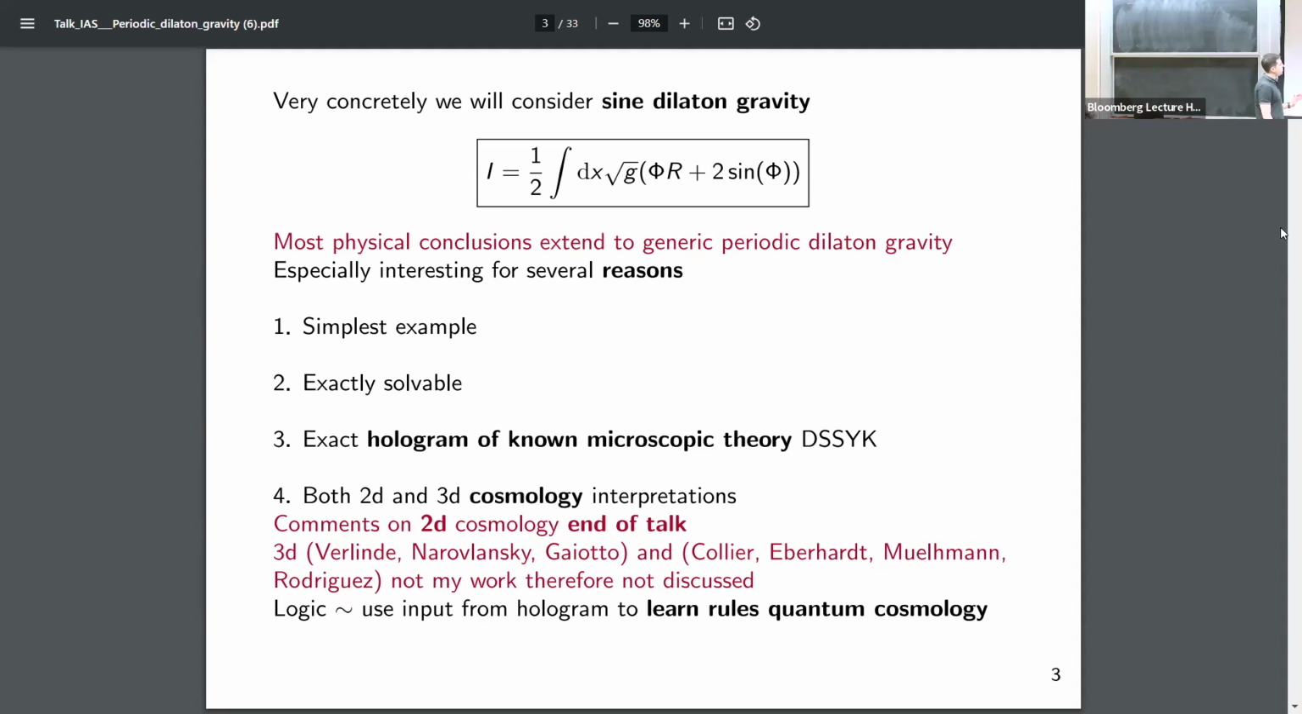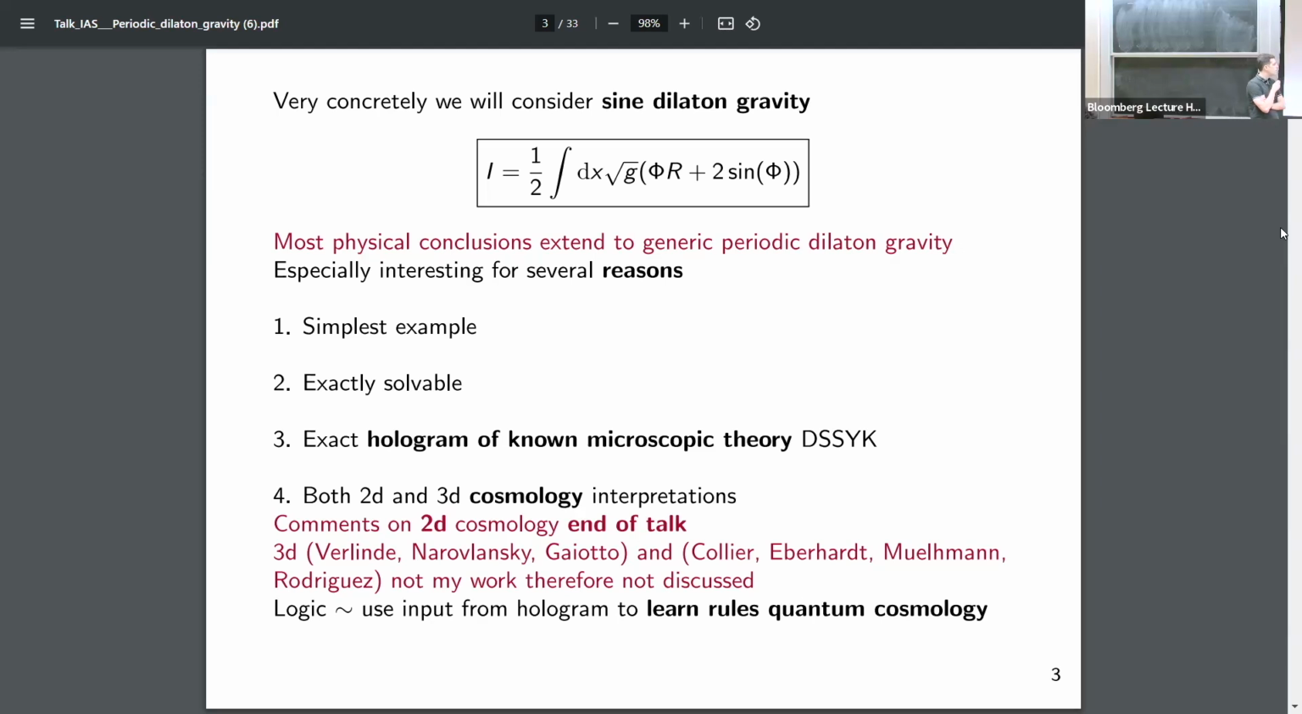But this model is especially interesting for several reasons. Well, the first two are obvious. It's first of all the simplest example of the periodic potential. The second is that this theory turns out to be exactly solvable, meaning, as I'll show you, we can quantize it various ways and get precise amplitudes out of it. But maybe the third and the fourth reason are more important.